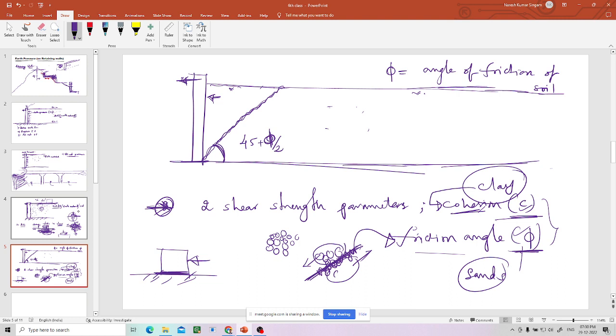Now, if a soil has some friction angle, or it may not have one, the angle of the failure plane, when the retaining wall is moving in this direction, is 45 plus phi by 2. If it is clay, then we know phi is 0, so the angle will be 45 degrees. If it is sand, you should know phi, then you can find the angle of the failure plane. When the wall is moving in this direction, you can just mention it as away from the backfill.